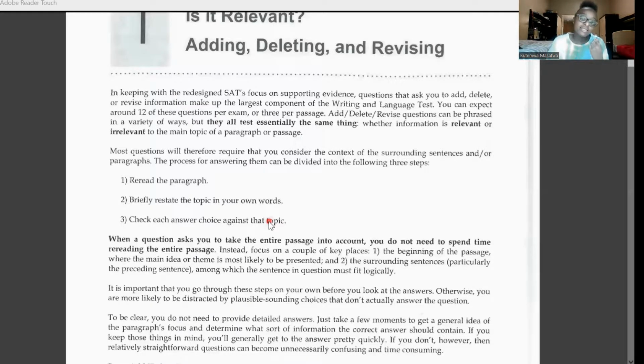If it passes that test, the second thing you should ask yourself is: is the information relevant, of course, which is what this topic is testing you on. So how do you check whether something is relevant? We talked about the idea, right? Look at the information that comes before that sentence. And sometimes you also have to check the information that comes after that sentence.